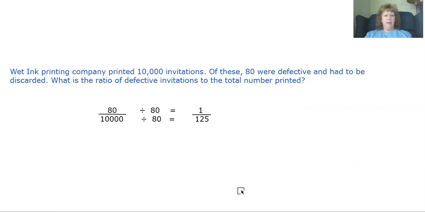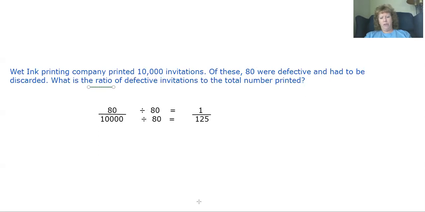Wet Ink Printing Company printed 10,000 invitations. Of these, 80 were defective and had to be discarded. What is the ratio of defective invitations to the total number printed? So here they're only asking us about ratio. They're not asking us to write a proportion problem. We're just supposed to write the ratio. So if the ratio is 80 defective invitations to the total number printed, which was 10,000, that would be 80 to 10,000. If we divide both of those numbers by 80, we would get 1 over 125.